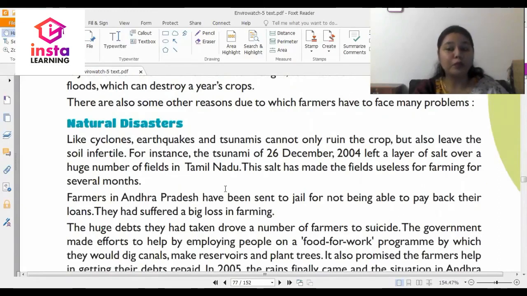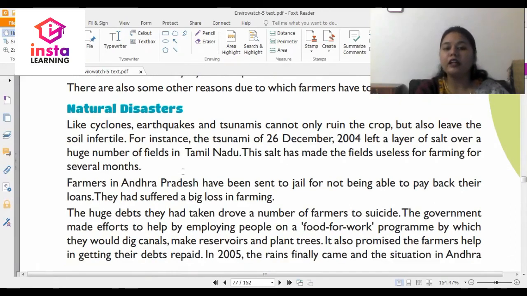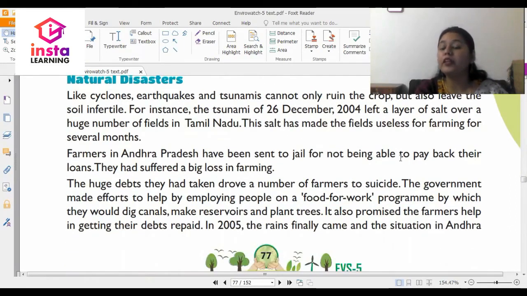Then you have problems like natural disasters, which are mostly unpredictable. A cyclone or a flood, or let's say an earthquake, these also hamper the crop. For instance, the tsunami of 26 December 2004 left a layer of salt over a huge number of fields in Tamil Nadu. This salt made the fields useless for farming for several months. Farmers in Andhra Pradesh have been sent to jail for not being able to pay back their loans because they had suffered a big loss in farming.